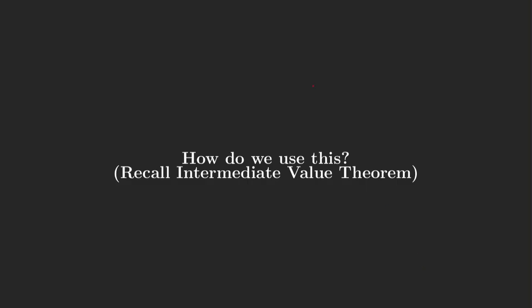So how do we actually use the result? What we're going to do is recall the intermediate value theorem. The intermediate value theorem is the one that says you can only get from one side to the other by crossing through a line in the middle. So if you're a continuous function and you want to get from one side of a line to the other side of a line, you have to cross through the line.